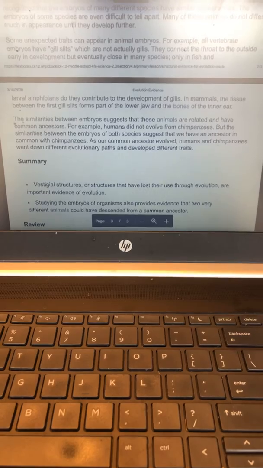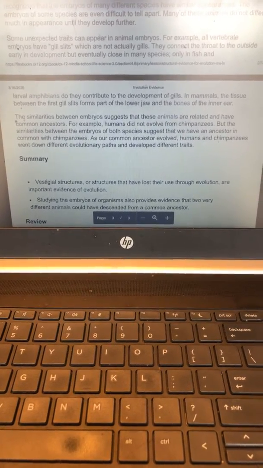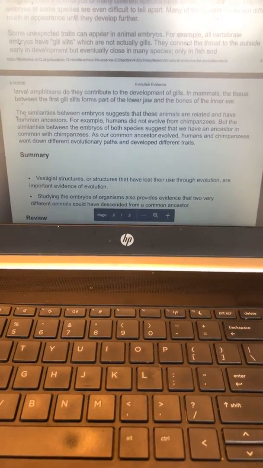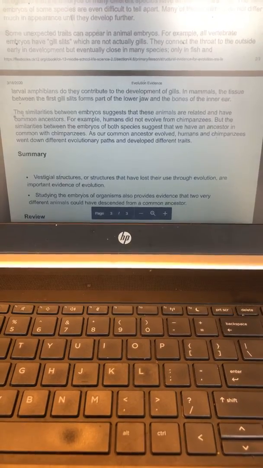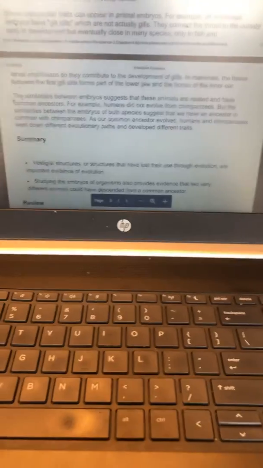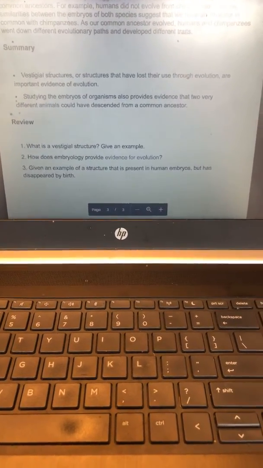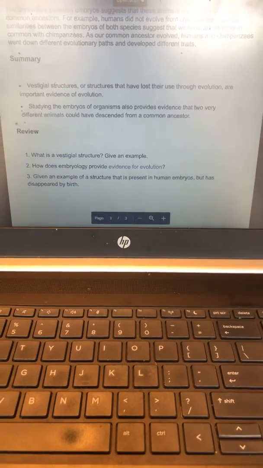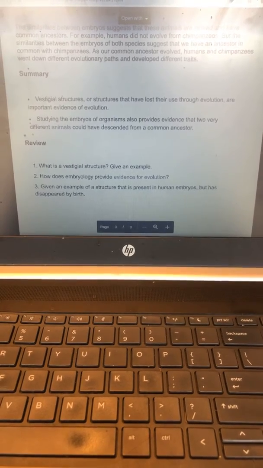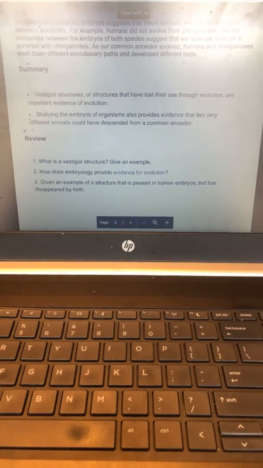For example, humans did not evolve from chimpanzees, but the similarities between the embryos of both species suggest that they have an ancestor in common with chimpanzees. As our common ancestor evolved, humans and chimpanzees went down different evolutionary paths and developed different traits. Summary. Vestigial structures, or structures that have lost their use through evolution, are important evidence of evolution. Studying the embryos of organisms also provides evidence that two different animals could have descended from a common ancestor.